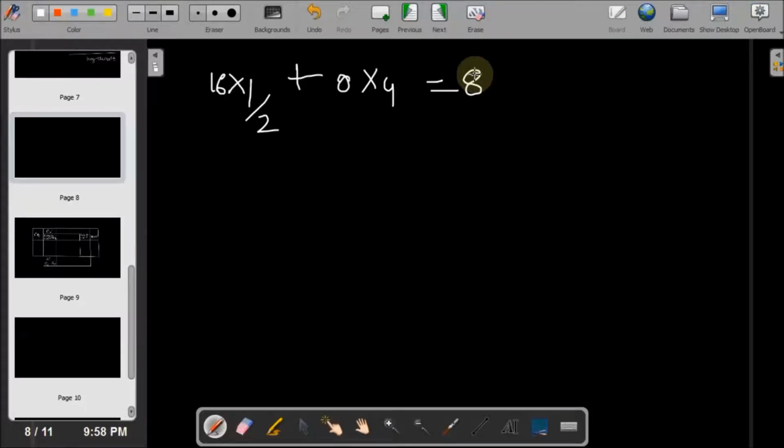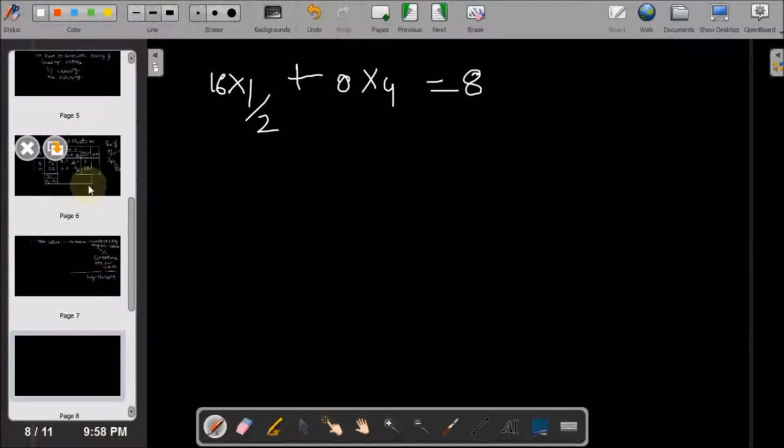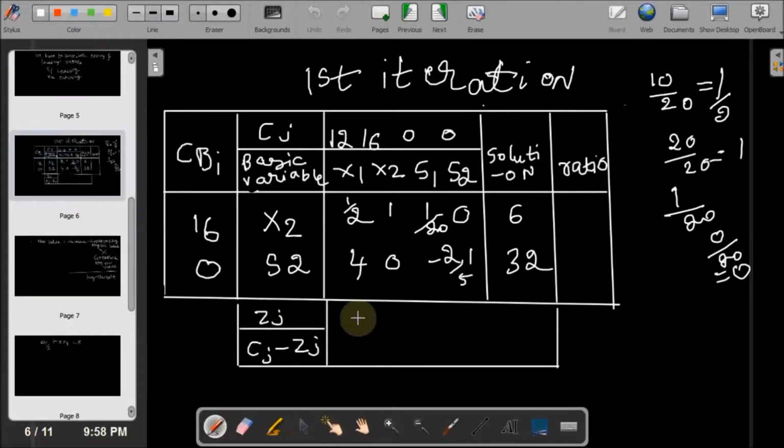So the Zj value will be, what is the Zj value? 8. See, I will write that. The Zj value will be 8.